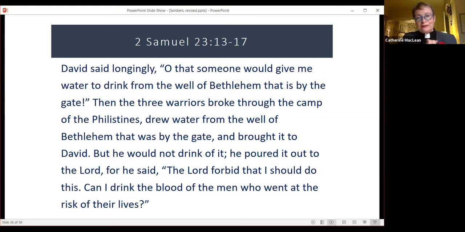And David won't drink of it. He pours it out as a sacrifice because he acknowledges the huge effort to which those three warriors had gone, the sacrifice that they had made to get it. And instead of merely drinking it, he offers it as a holy offering to God, to God's very, very self.